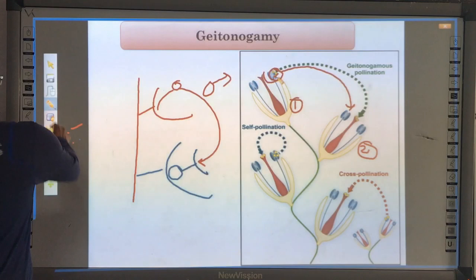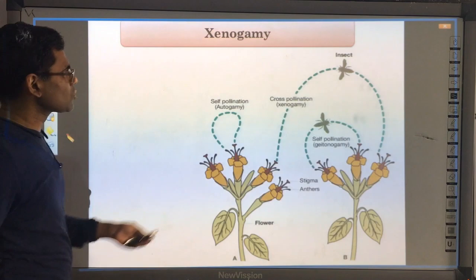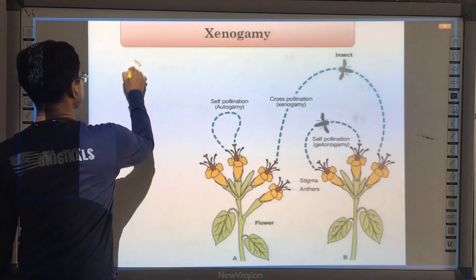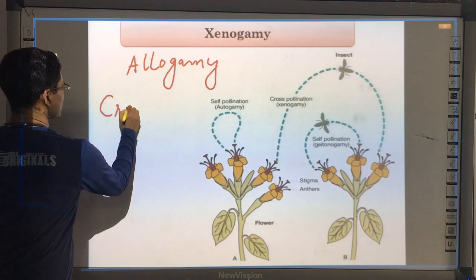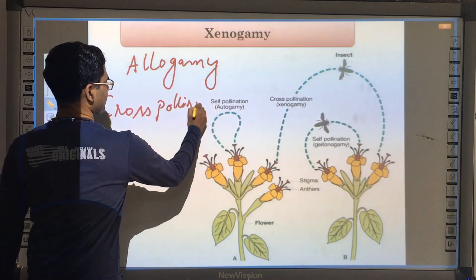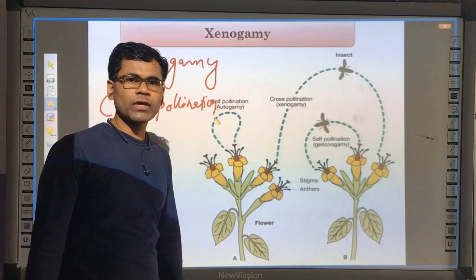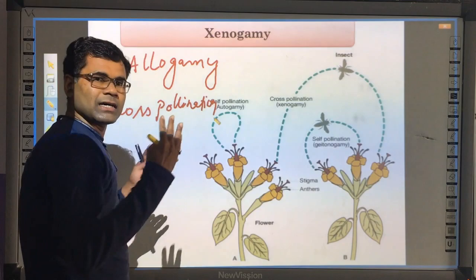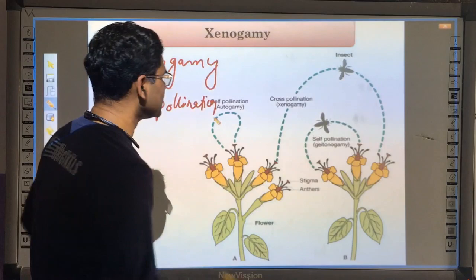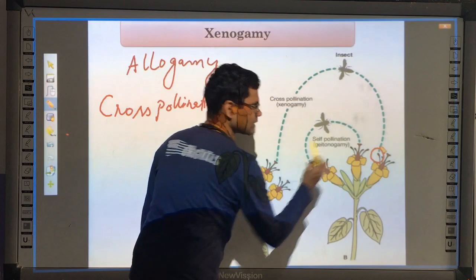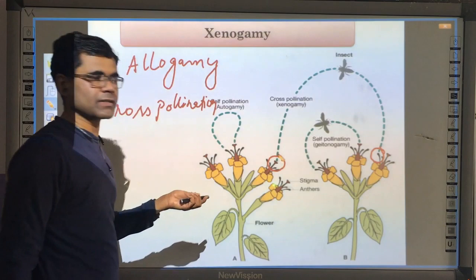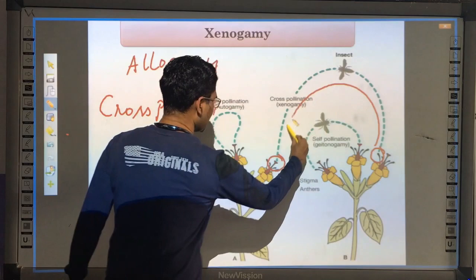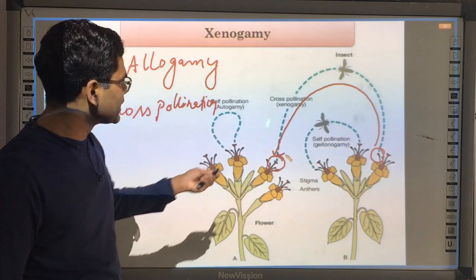talking about the third one, that is called xenogamy, a pure example of allogamy, or termed as pure cross-pollination. In this process, genetically different parents are involved. Here the pollen grain from the anther of a flower belonging to a different parent is transferred to the stigma of a different flower. The pollen is coming from one parent and landing on the stigma of a different parent. This type of pollination is termed xenogamy.